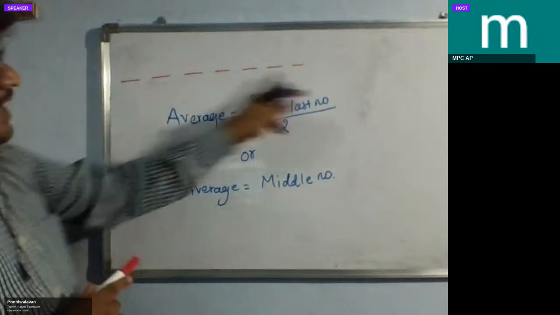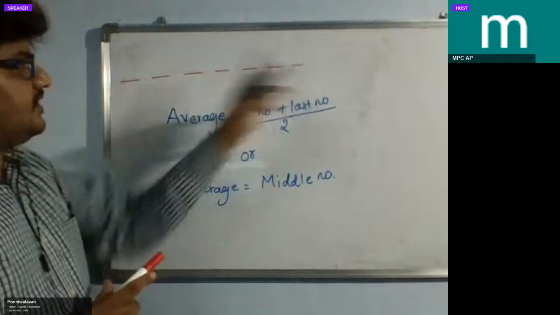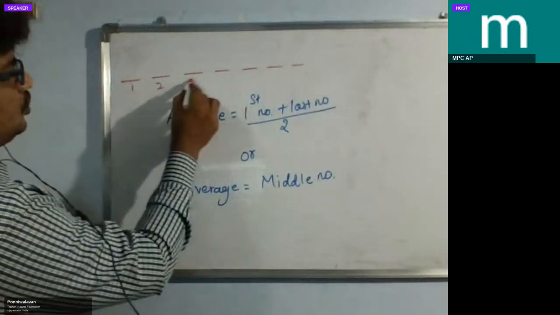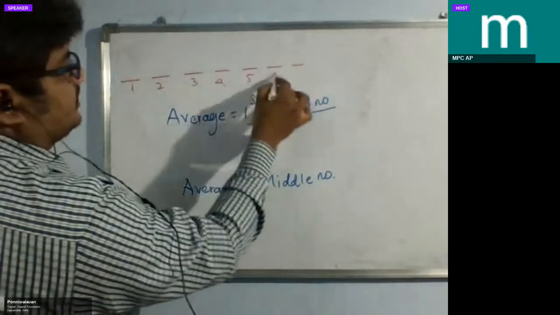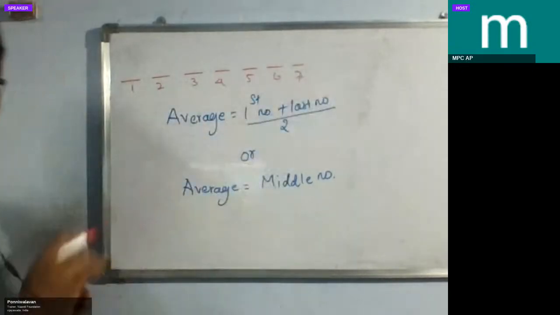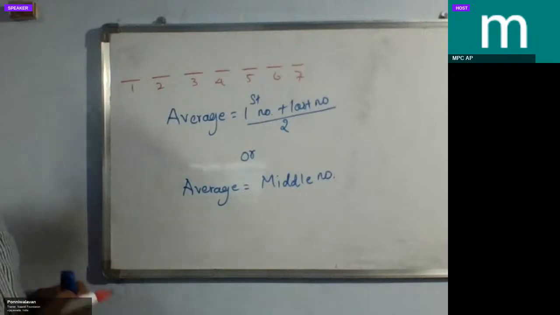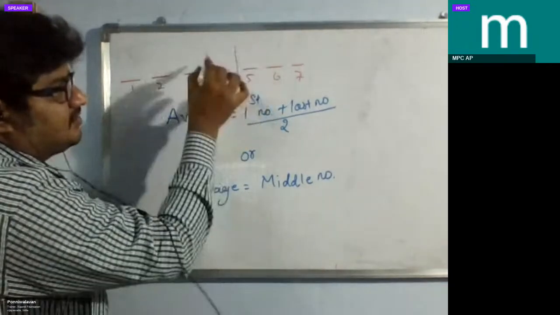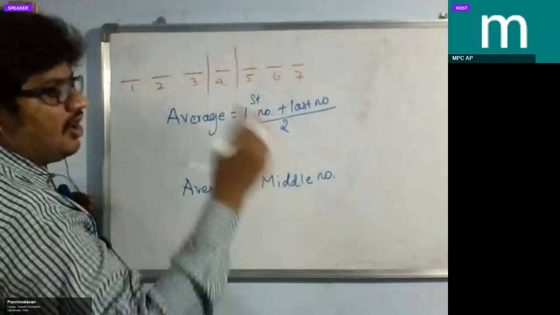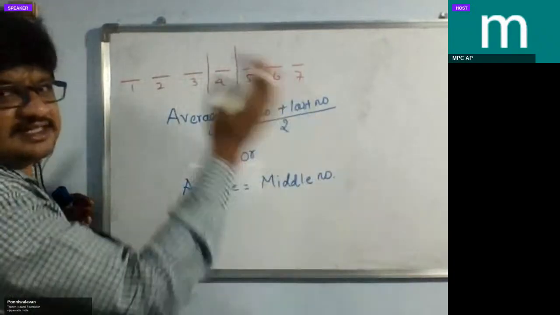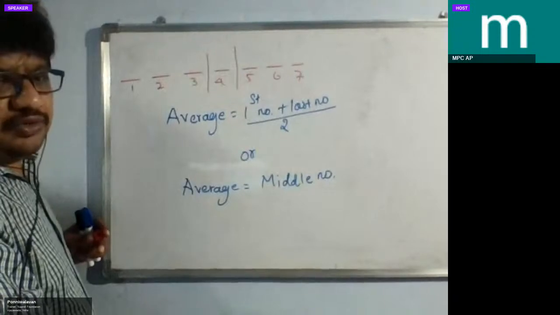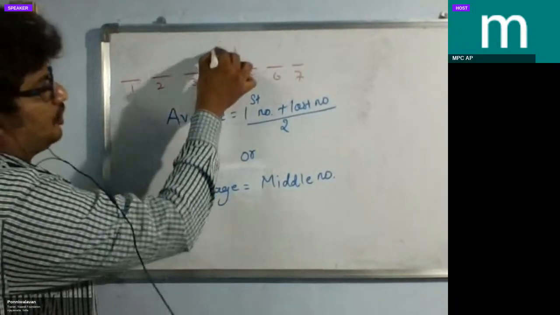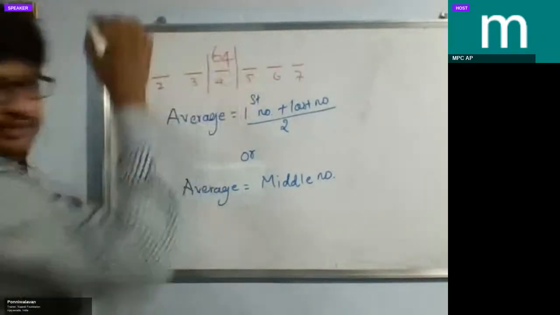Okay, so this is an AP, right? If this is an AP, which number is the middle number? In 7 numbers, which number is the middle number? Fourth number. So whatever number is present in the fourth position is the average. What is the average they given? 64. So this number is 64. Are you clear?